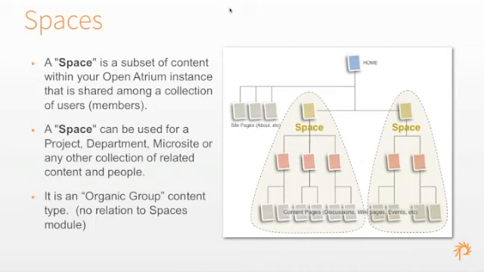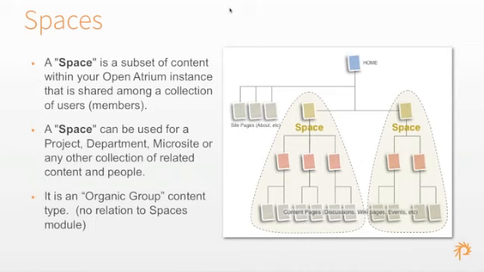So for example, if you're building a newspaper site, you might have spaces for your different newspaper areas, such as sports or science or lifestyle news. If you're building a university site, your spaces might be the different departments in a university. If you're a services company, your spaces might be the different projects that you're working on. They might also be microsites, again, any collection of related content.